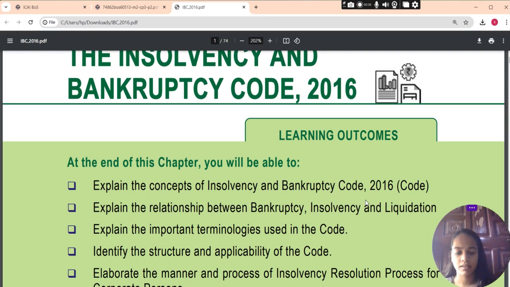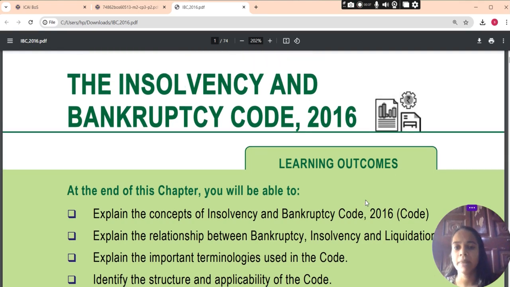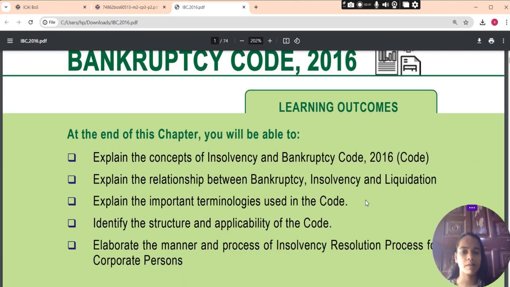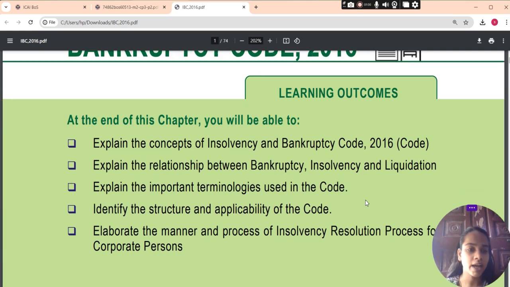from the study material. So what does the Insolvency and Bankruptcy Code 2016 talk about? At the end of this chapter, you and me, we all students will be able to explain the concepts of the Insolvency and Bankruptcy Code 2016. After that, why is it called a code?